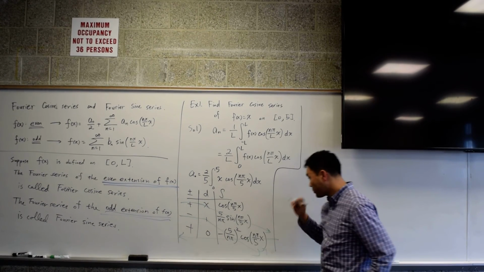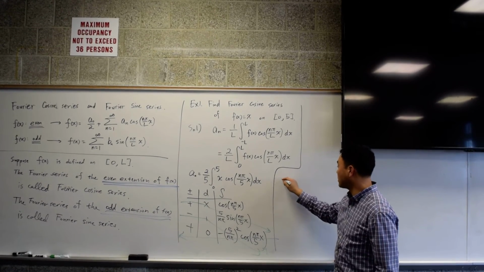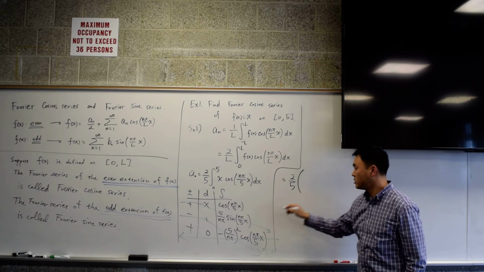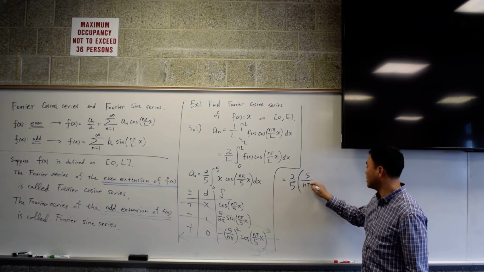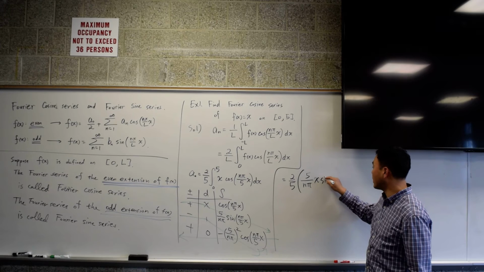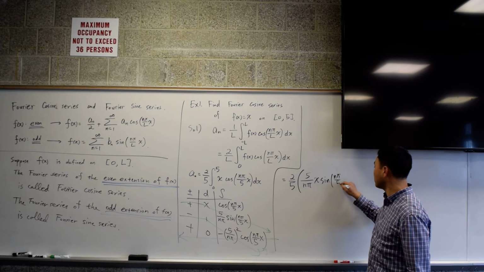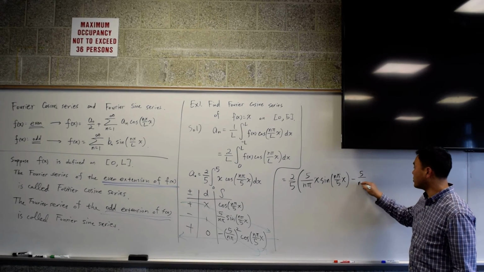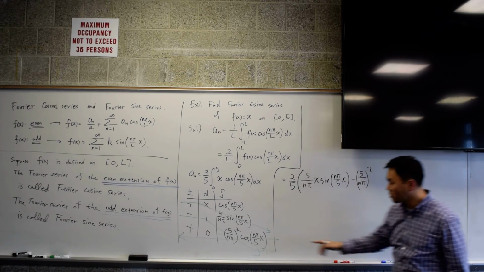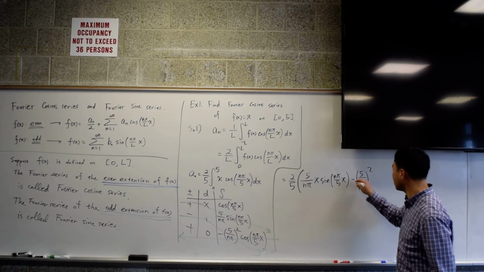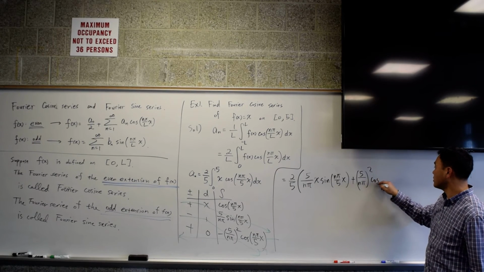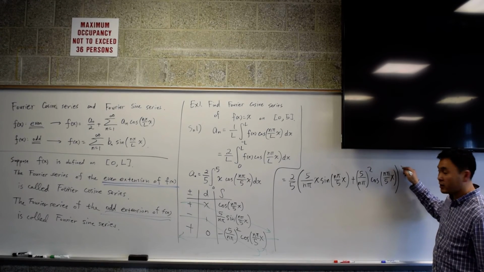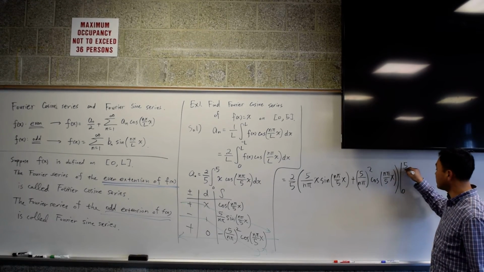That integral is, so that gives you 2 over 5 was there before, so we have that. And then it's 5 over n pi x times sine n pi over 5 x minus 5 over n pi squared. Actually, it's plus because it's negative times negative, so it's plus. And then cosine n pi over 5 x. And then you have to plug in 0 to 5.